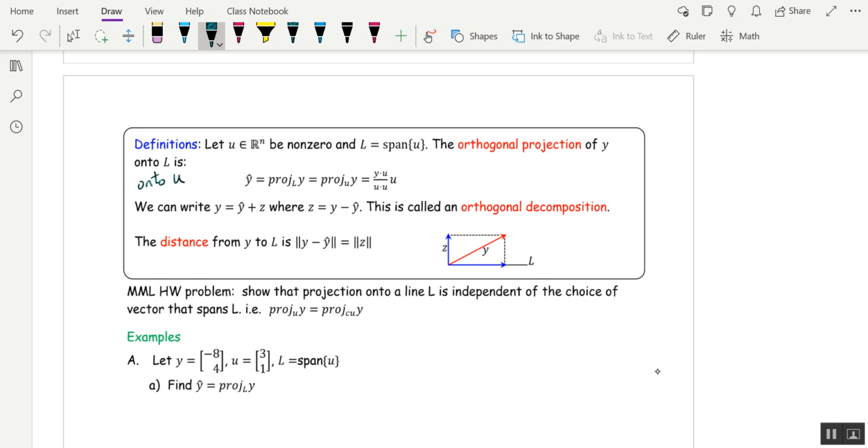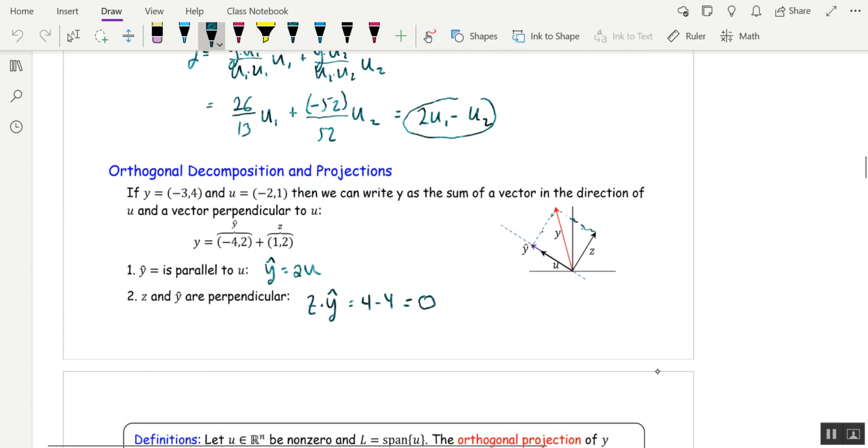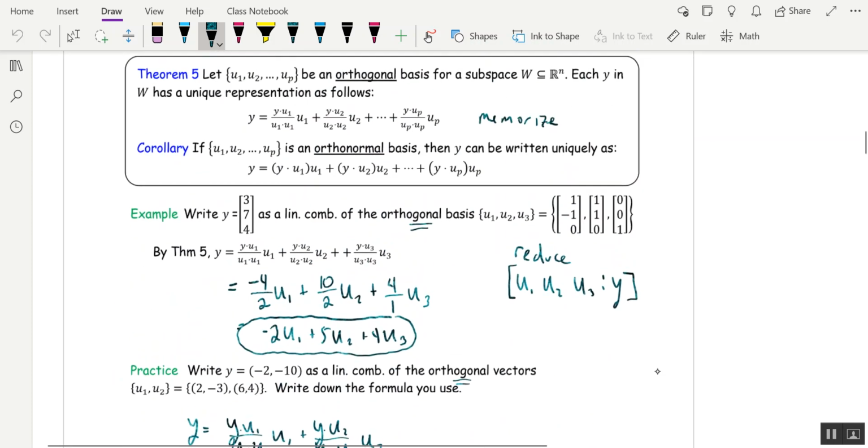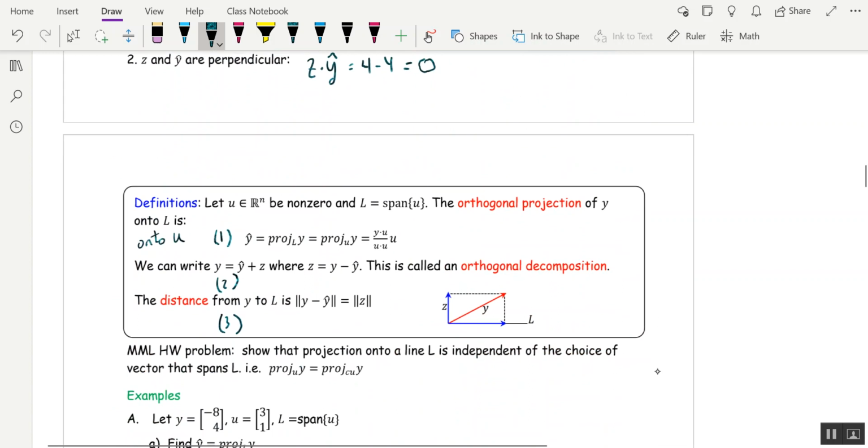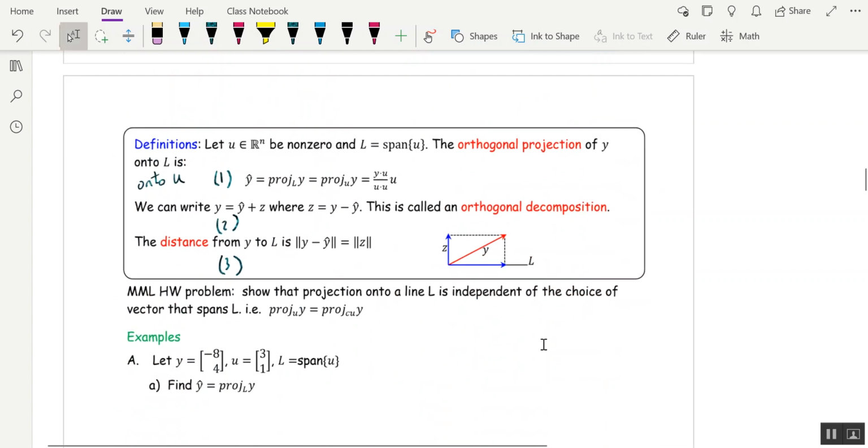And then furthermore, one more thing, so there's three things here. This, the decomposition, and the distance. And you have to memorize them all. It's not so bad. The projection of y onto u, y dot u over u dot u, is very similar to theorem 5, except you only have one u. Instead of a bunch of u's, you just have one. Distance is the length of z.